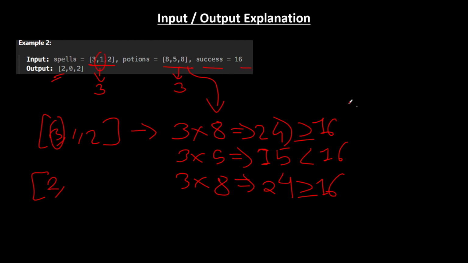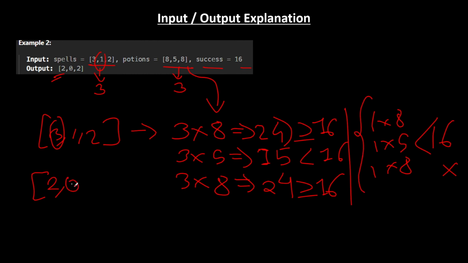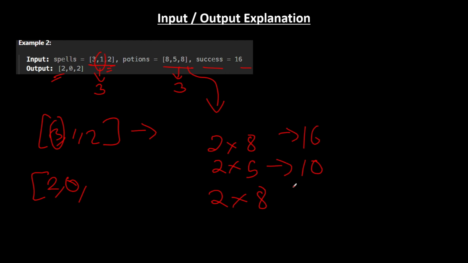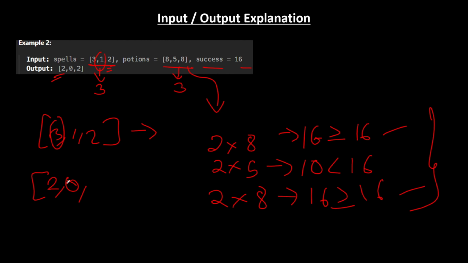As you can see, we have 2 here, correct? Now, if you take 1, 1 into 8, 1 into 5, 1 into 8, everything is less than 16. So there are no successful pairs. Therefore, the output for this will be 0. Then again, we have 2 here. Now 2 into 8, 2 into 5, 2 into 8 gives me 16, 10, 16. So 16 is greater than or equal to 16, 10 is less than 16, and 16 is greater than or equal to 16. Therefore, the output for this will be 2. There are 2 pairs which are greater than or equal to 16.